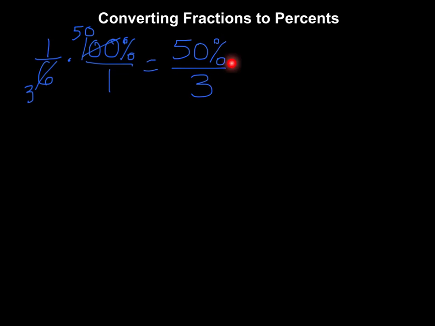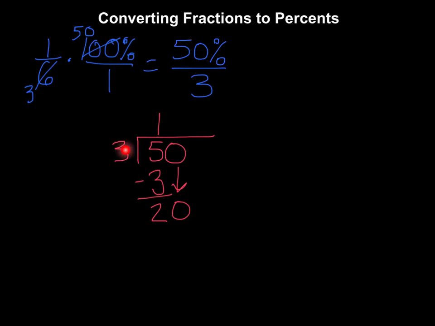Now remember that fractions mean division. So to finish this off, I need to do a little bit of division. The first number, or the top number, always goes in the box, so that'll be 50, and 3 goes on the outside. Now, 3 goes into 5 once. 1 times 3 is 3. And if we subtract, 5 minus 3 is 2. Now bring down that 0. And 3 goes into 20 6 times. 6 times 3 is 18. And if we subtract, we get 2.